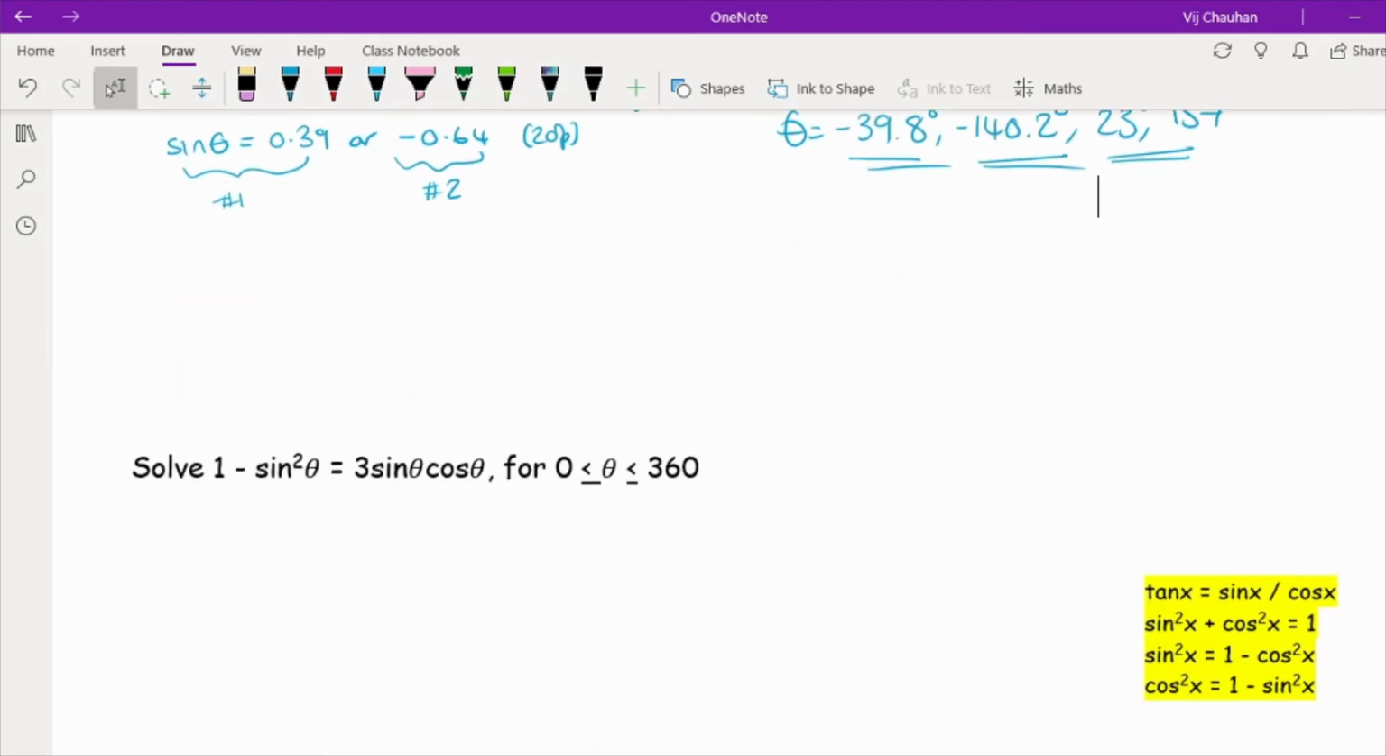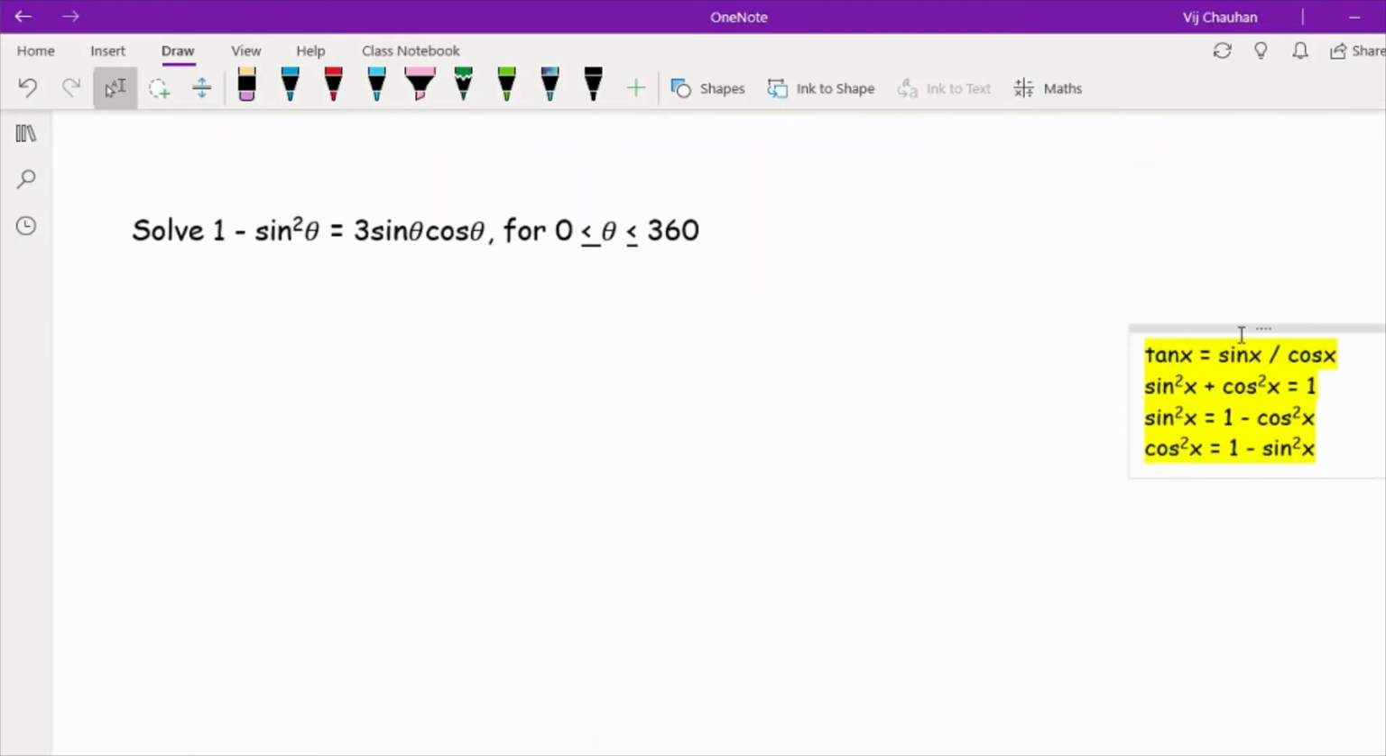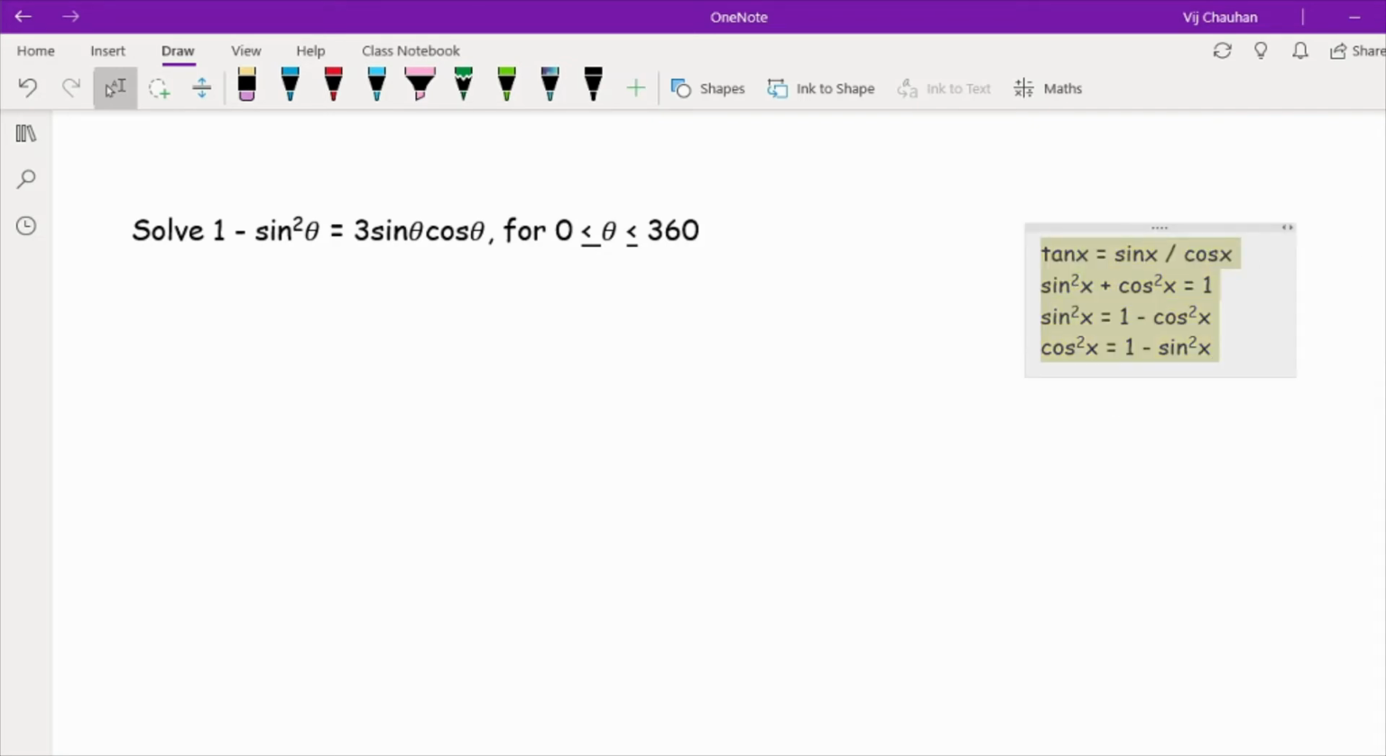by scrolling down, and let's just move this up. So from here, as you can see, we've now got cos solved, where we're asked to solve 1 minus sine squared theta equals 3 sine theta cos theta for the range of 0 to 360. Now this looks like a bit of a mess, and sometimes when dealing with trig identities you can go down a bit of a rabbit hole and get stuck. But it's all about trial and error, and with practice you will get there.